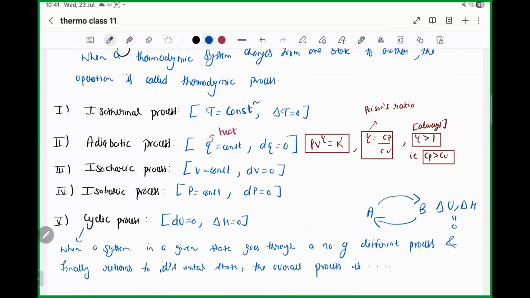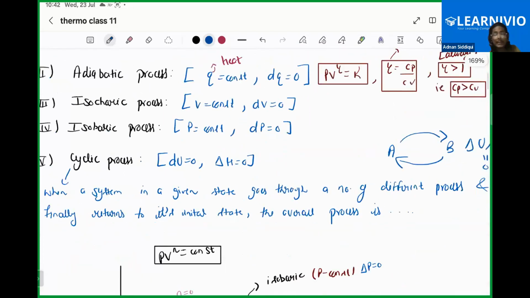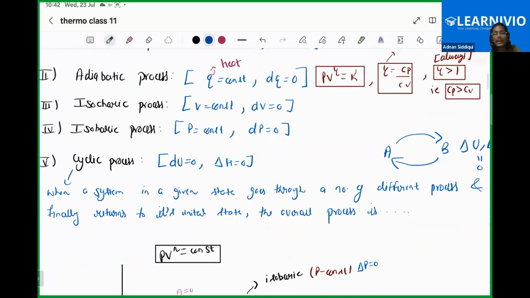Now, what is a cyclic process? Cyclic, we have always heard about it. Whenever we are talking about a cyclic process, we are coming back to the initial state, right? If we are starting from A, then we are coming back to it. So these types of processes are called cyclic processes. So in a cyclic process, your delta U, which is internal energy, and delta H, which is enthalpy, are going to be zero.